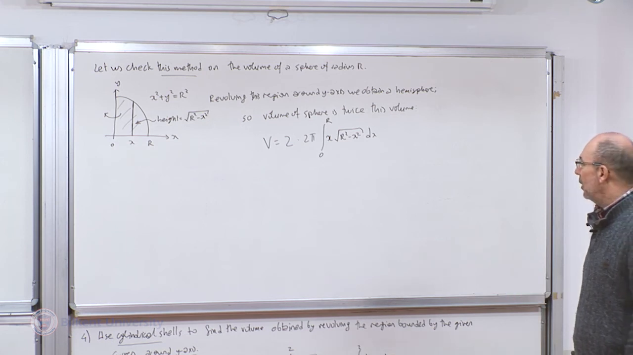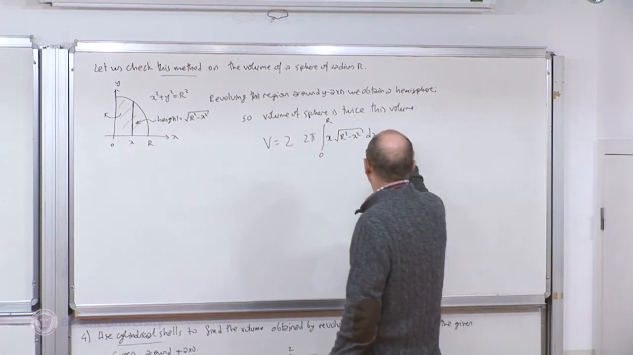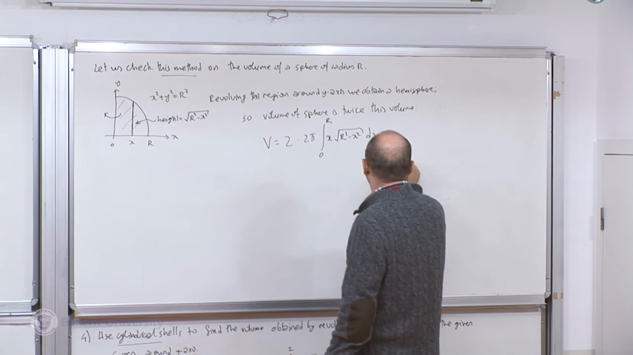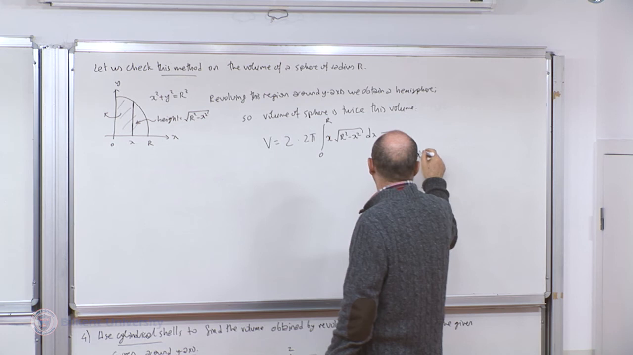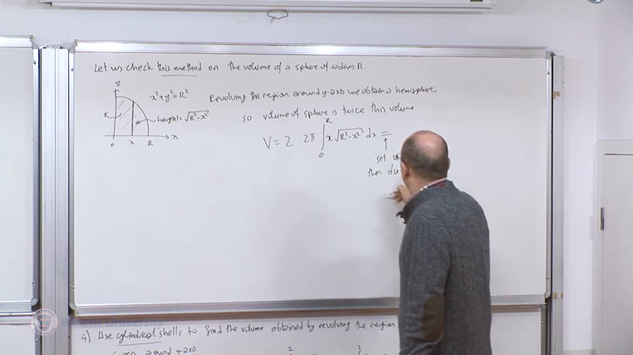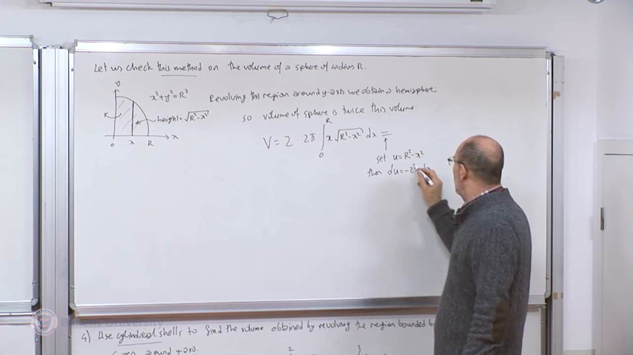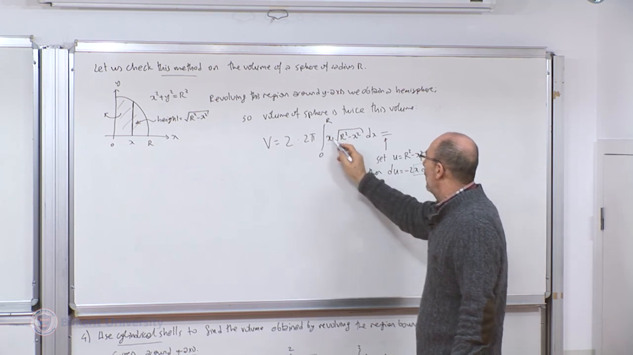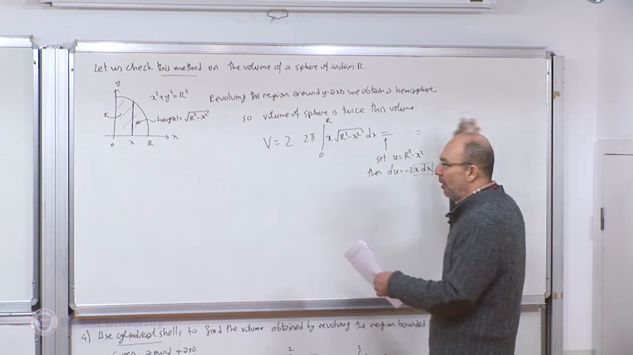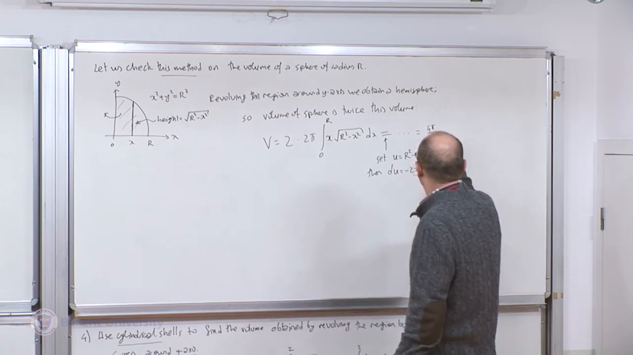So you can now integrate this. Substitute u equals r squared minus x squared, then du equals minus 2x dx. Well, this minus 2 is not important. You can always multiply and divide by minus 2, but the important thing is, do you have x dx? Yes, we have x dx, so you can do this easily, and of course you get the correct answer. Okay, so 4 pi over 3 r cubed.